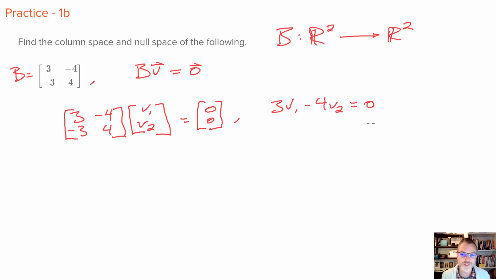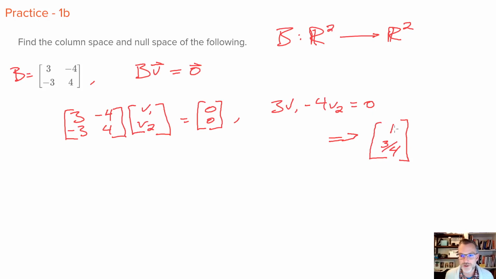So what this is saying is, anytime I have a vector where v1 is equal to some value, so long as v2 is 3/4 of that value, then this will get mapped to the 0 vector. So any scalar multiple of this vector is going to get mapped to the 0 vector.